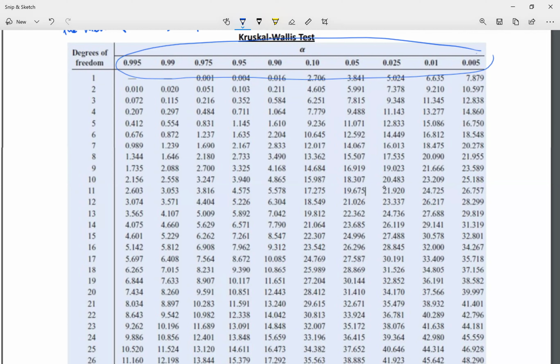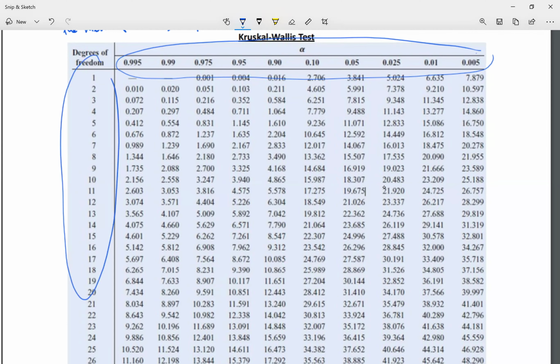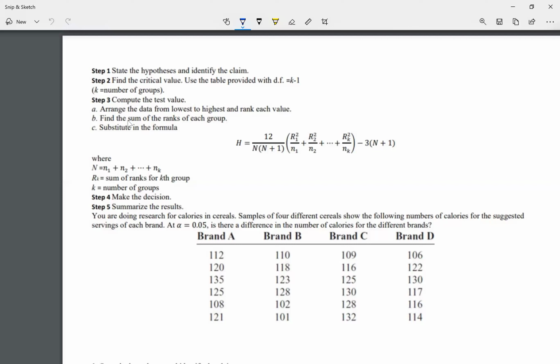And then here on the left, we have our degrees of freedom, as close as we can. So let me take a look at our work here. I'm going to tell you guys the steps. First step, we're going to state the hypothesis and we're going to identify the claim.